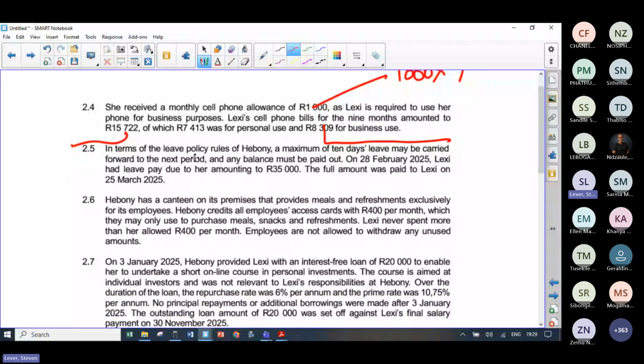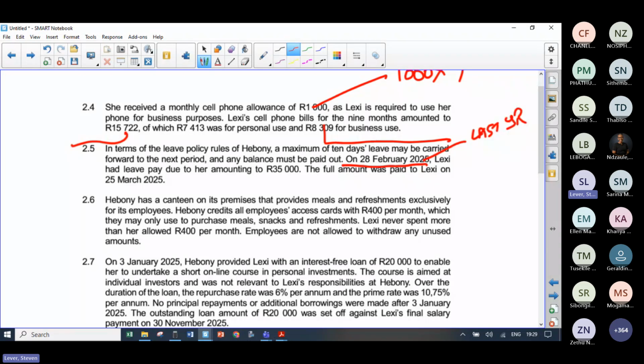Guys, next thing. It says, in terms of leave policy, rules of Hebony, a maximum of 10 days leave may be carried forward to the next period and any balance must be paid out. On 28 Feb 2025, Lexi had leave pay due of 35. The amount was paid on 25 March 2025. So guys, on 28 Feb, that's last year it was owed to you.